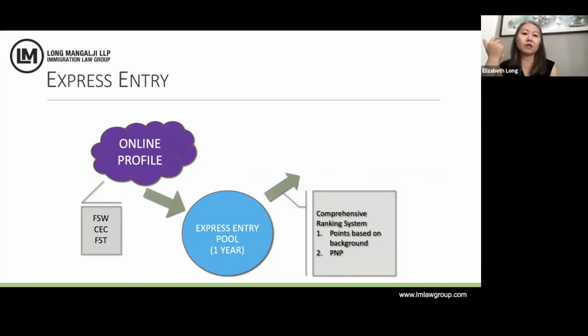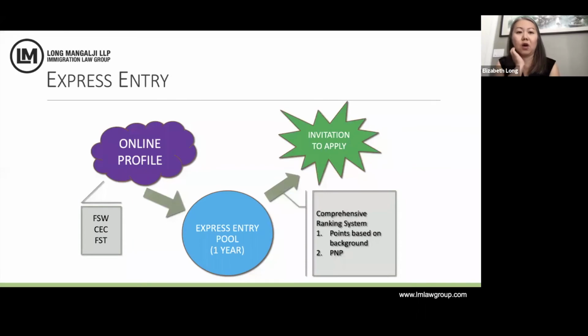So every couple of weeks or so, the government is going to have a draw where they announce the numbers, and also right now they're announcing which category they're announcing the number for, okay? And so if your score is above the score that they announce and you're in the category that they announce, then you will get the Holy Grail, the invitation to apply, okay? Once you have the invitation to apply is then when you can actually apply and submit your application for permanent residence. So let's break it down.